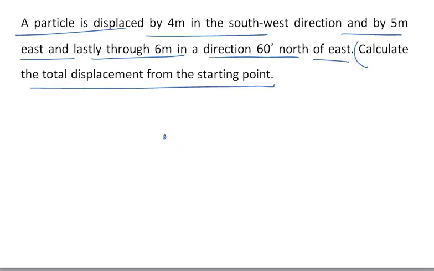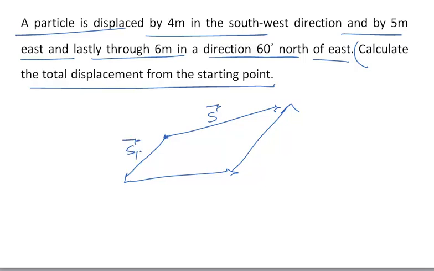Let's say the particle begins somewhere here, then it moves in this direction by 4 meters, then in this direction, and finally in this direction. You have to find out the final displacement. Okay, so this was the first initial displacement vector, this is the second displacement vector, and this is the third displacement vector.